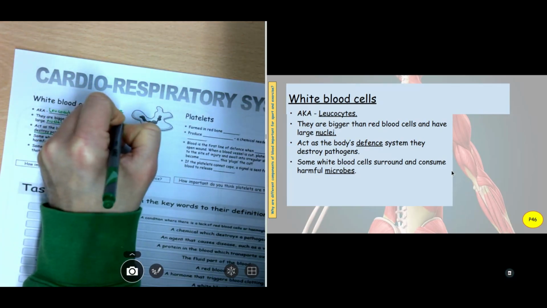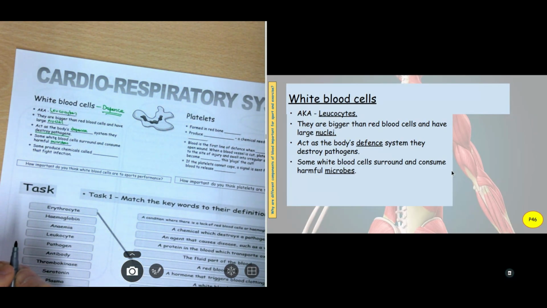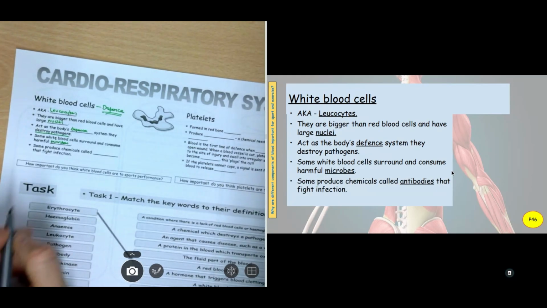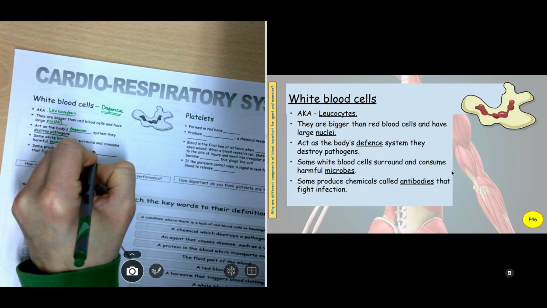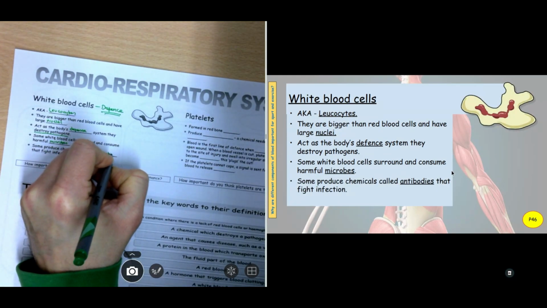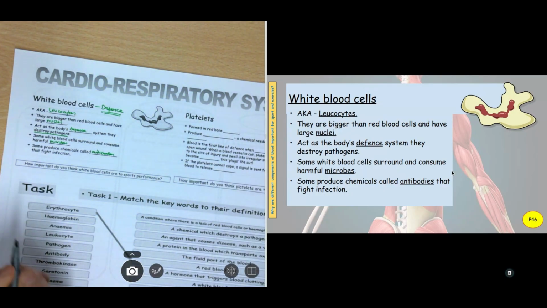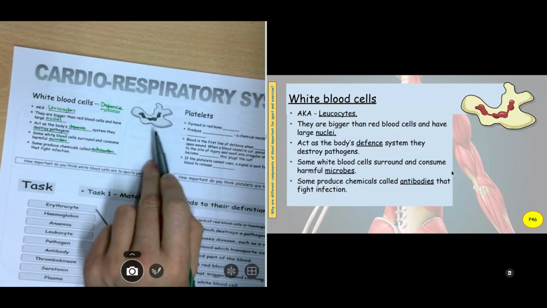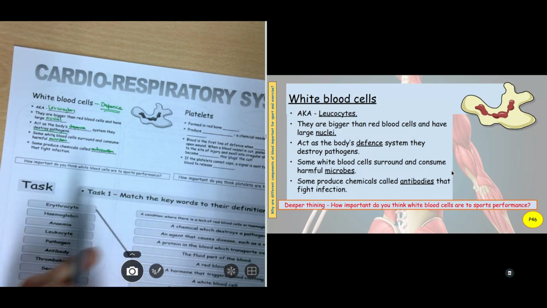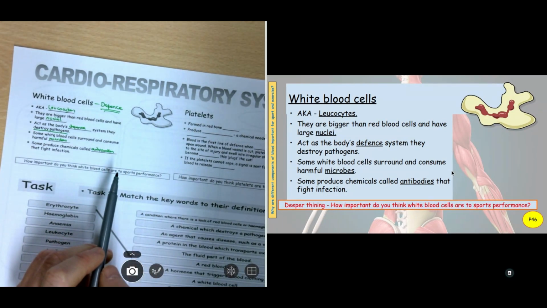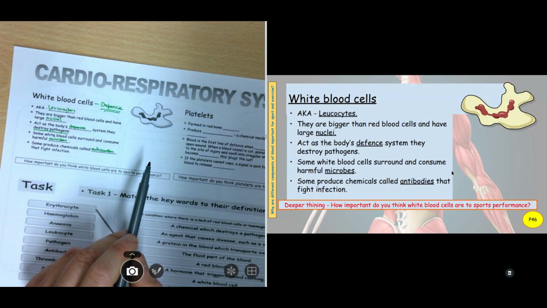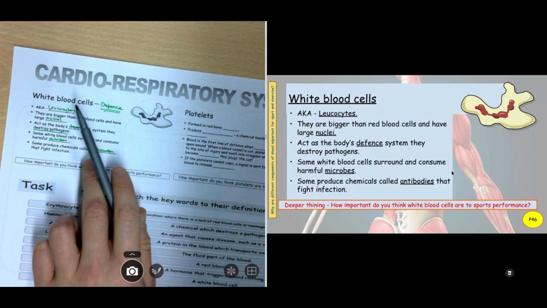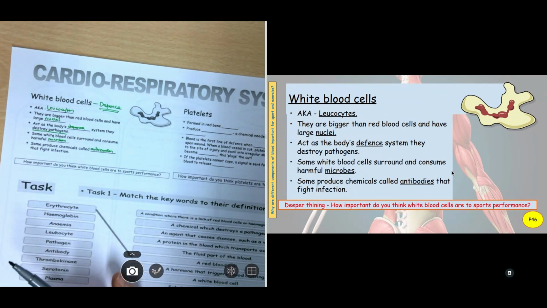So your white blood cells are your first line of defense, and they can produce antibodies which can fight off infection. So your white blood cells are for defense, maintain your health, and there's a little picture of what they look like there. So sports performers, where this is going to be important, is anywhere where you're going to have a break in the skin, to stop infections from coming in. Your white blood cells are going to help fight any infection.